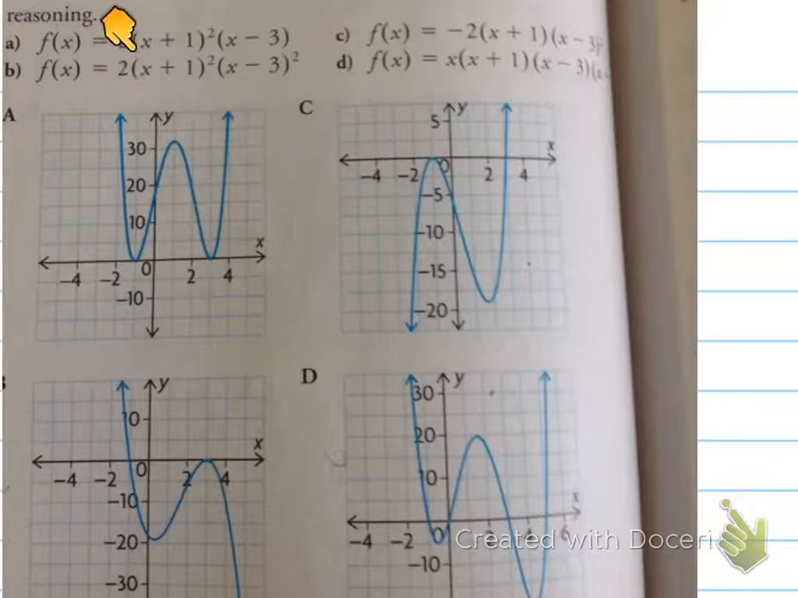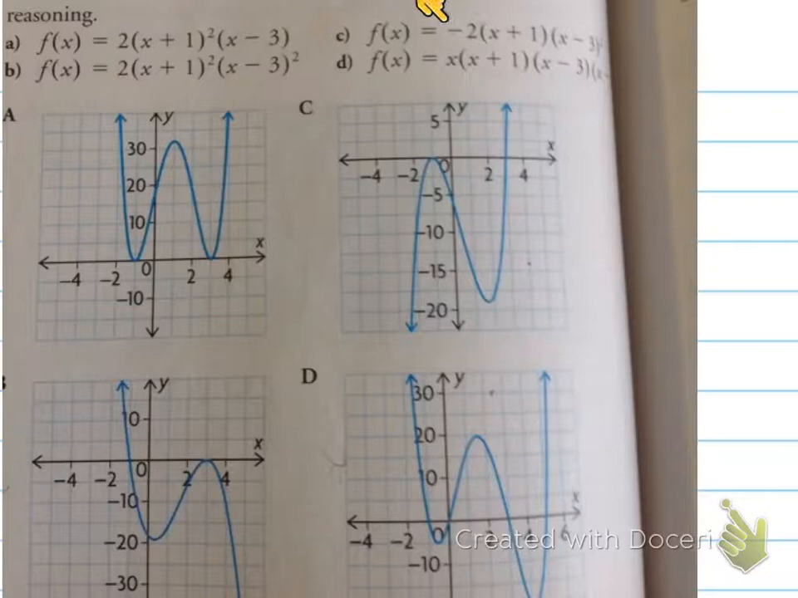B, we know that at -1 it should be squared. That means there should be a parabola at -1. And we know at 3 there should be another parabola at 3. So which one has a parabola at -1 and 3? Well, that would be this one with a positive leading coefficient. There we go. So B matches with graph A.